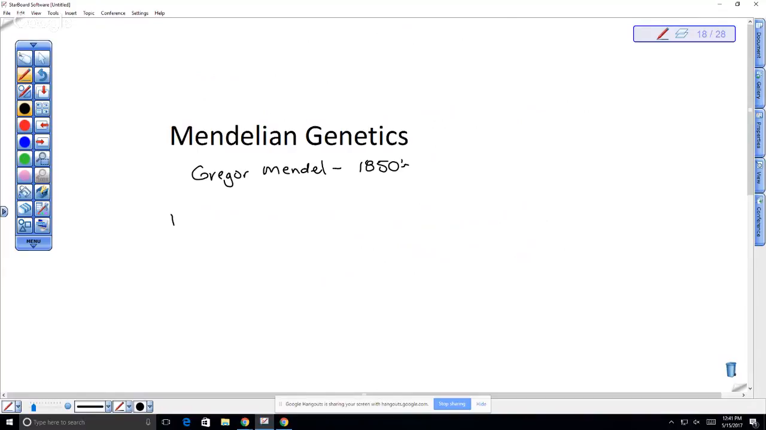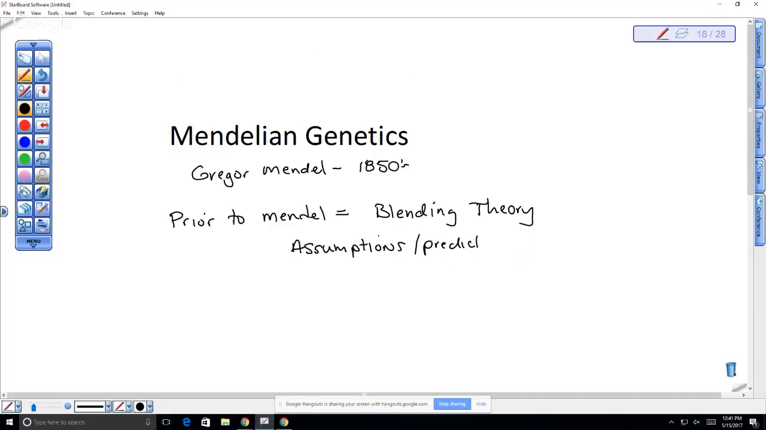So prior to Mendel, we had a theory, and this was what is called the blending theory of inheritance. The blending theory had a couple of assumptions, or kind of predictions. One is that offspring will always be a blend of the two parents.